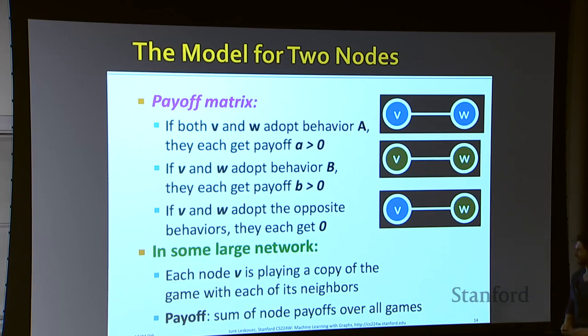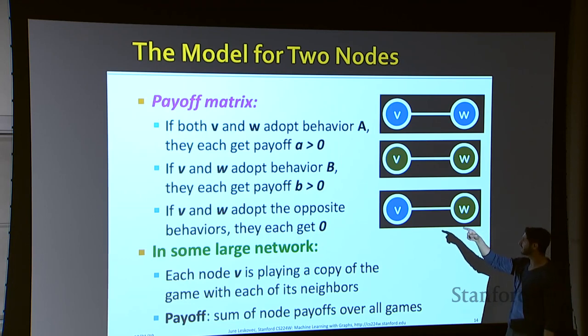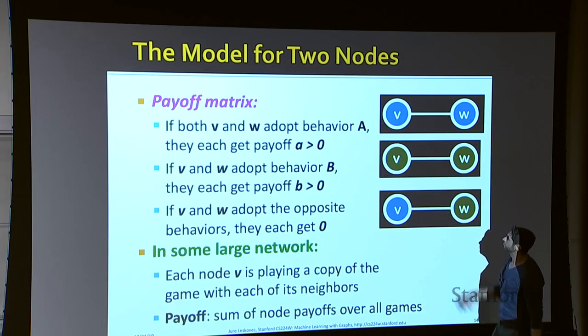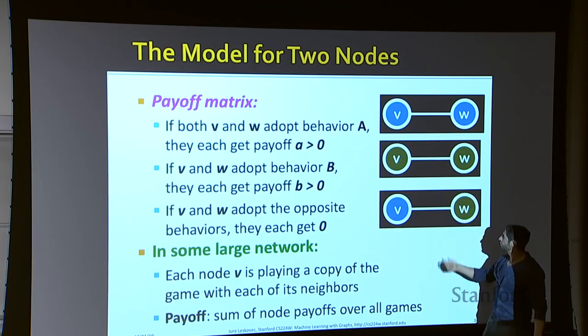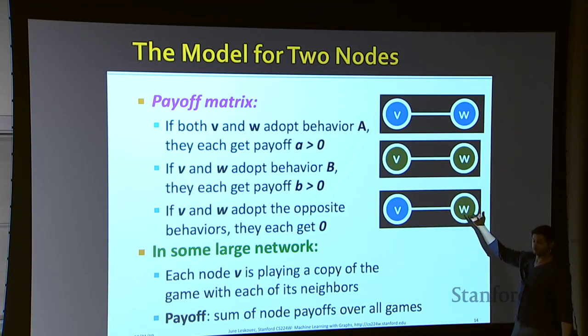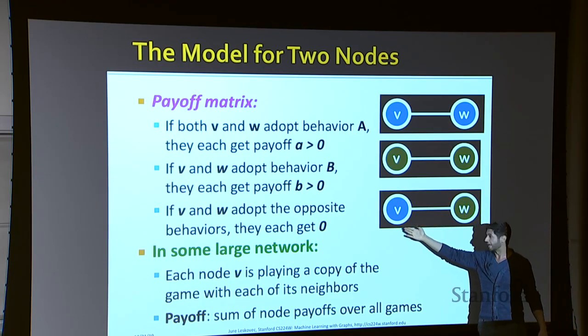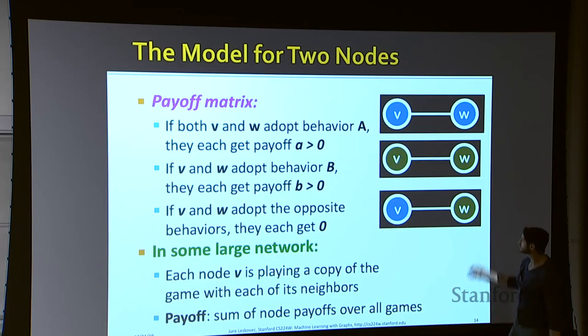Everything okay? Cool. All right, so let's talk now about our payoffs. As we were mentioning before, if both nodes V and W are adopting behavior A, then each one of them gets a payoff of little a. So we are in the case on top. Then if V and W both adopt behavior B, in this case they also get a payoff, which will be little b. But if V and W are adopting different behaviors, then each one of them gets a 0 payoff. It's a very simple game mechanic.